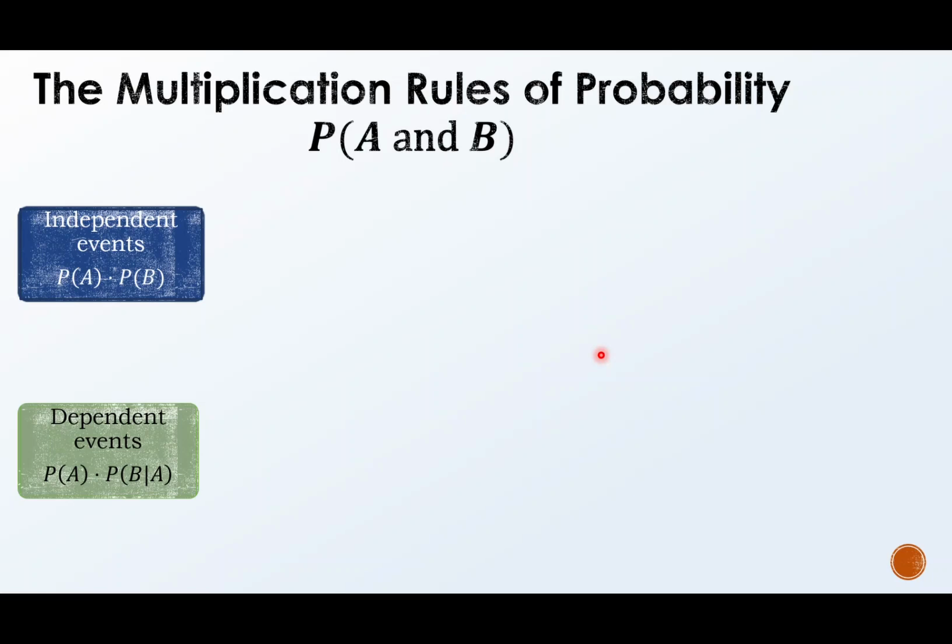Hi guys, we are now on the next part of the video. Obviously, multiplication rules of probability. Let's have more examples. So we use multiplication if we are asked the probability of event A and event B. The operative word is and.